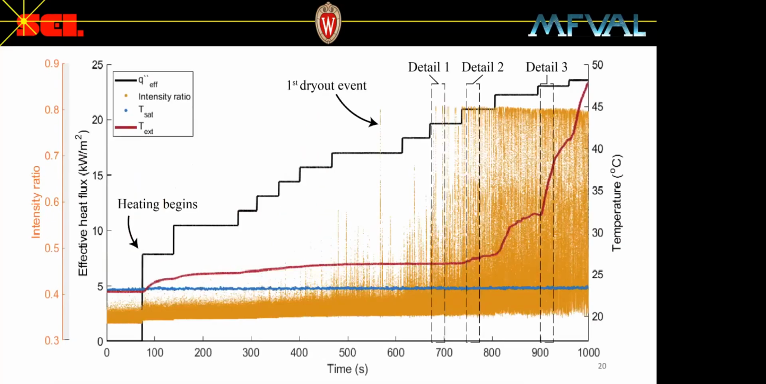The effective heat flux is further increased at around 765 seconds, causing many more dryout events and causing the wall temperature to rise about 5 degrees Celsius. That can be seen here. This corresponds to the first significant reduction in time average heat transfer coefficient. Dryout events occur much more frequently, and the spacing between the dryout events has decreased.